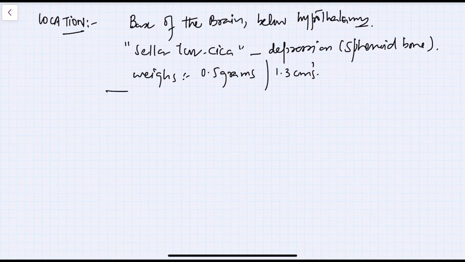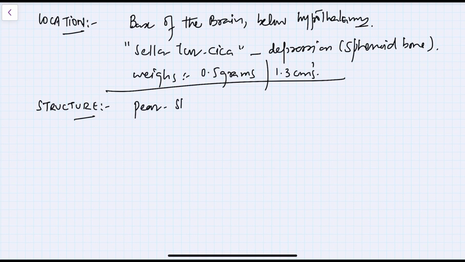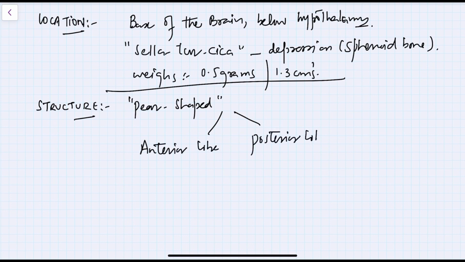Now moving to the structure: how does the pituitary gland structurally look? Structurally it appears to be pear-shaped, and as I already mentioned, it consists of two different parts, an anterior lobe and a posterior lobe. The anterior lobe is located in the anterior pituitary, while the posterior lobe is located in the posterior pituitary.